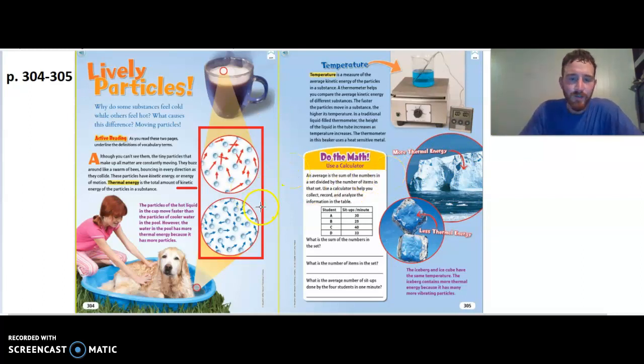Again, a little tricky, but just keep in mind this idea that things that are hotter have particles that are moving faster. So with water, when we freeze water, we slow down the particles so much that they basically don't really move much at all, and that's why it becomes a solid block of ice.